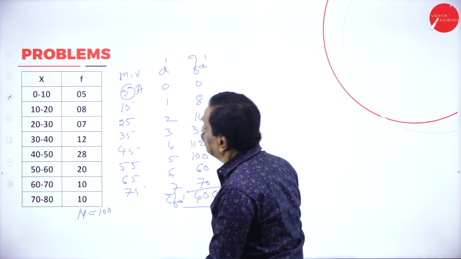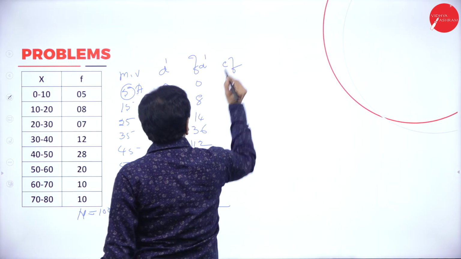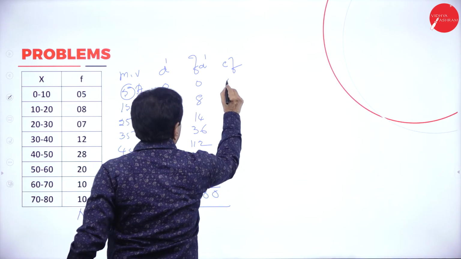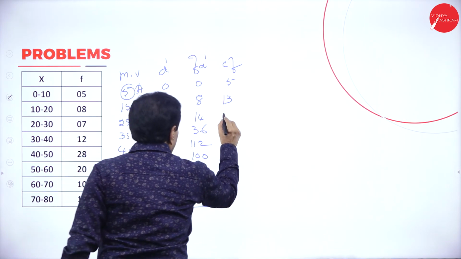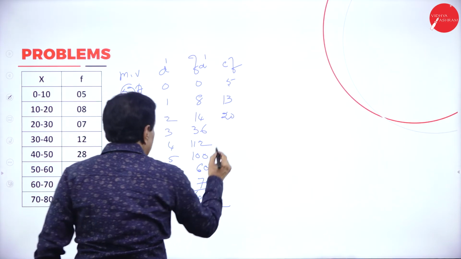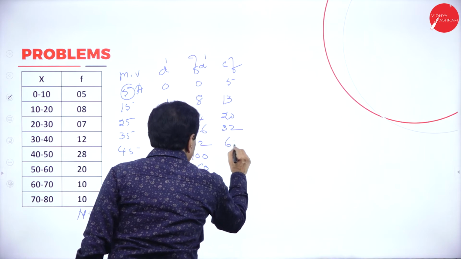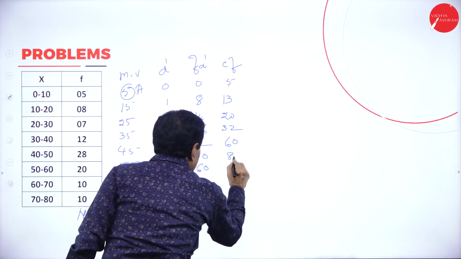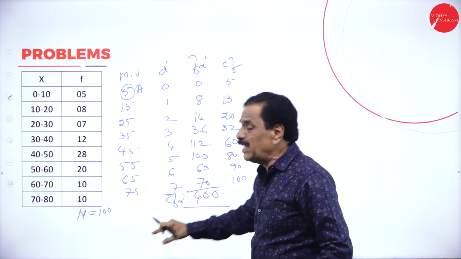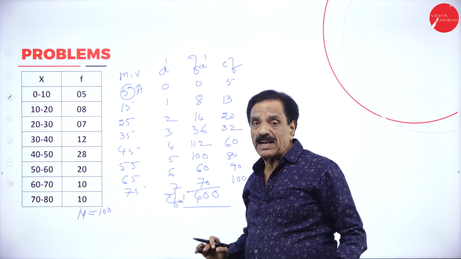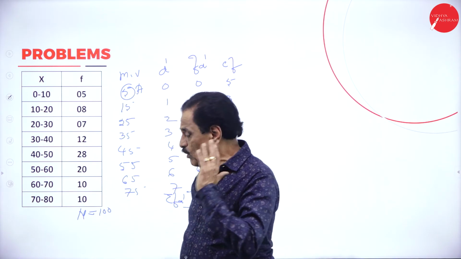Now, you have to find out the mean. We have to find out the median. For a median, you have to make the CF. What is the first frequency? 5. Add 8, 13. Add 7, 20. Add 12, 32. Add 8, 40, 60. Add 20, 80. Add 10, 90. Add 10, 100. So the n is equal to 100. Your cumulative frequency is also 100. So what do you have to calculate now? Mean, median, and mode. We'll go one by one.